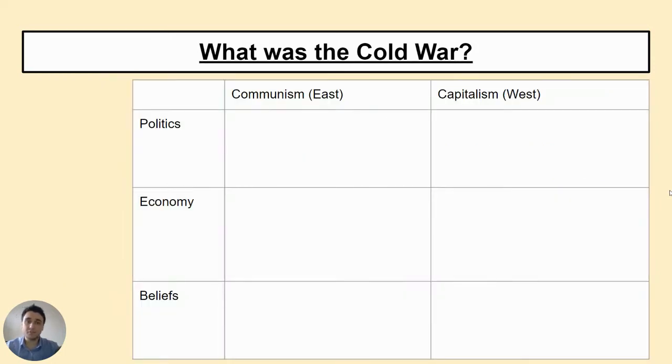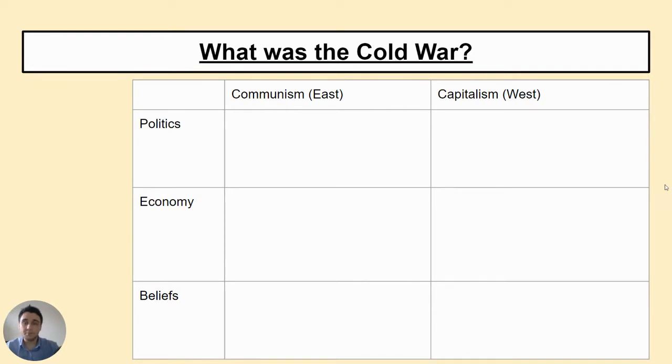So let's try and understand, first of all, why these two sides would not get on with each other. And the key difference is they have two different ways of life. You've studied this in your Russia topic already, that communism and capitalism are basically opposite ways of understanding how people should live their lives. I've taken just three things here: politics, economy, and beliefs. Let's see why they're so different.